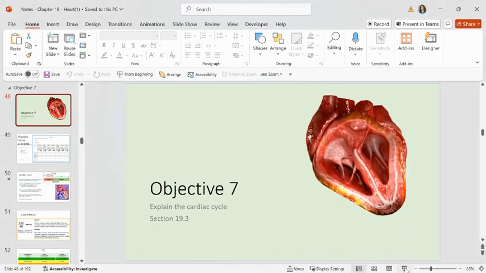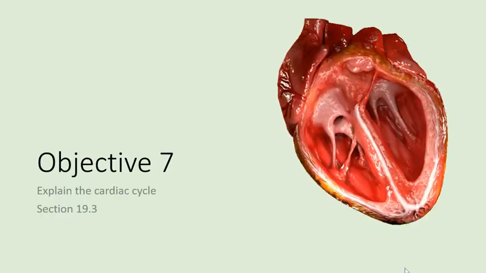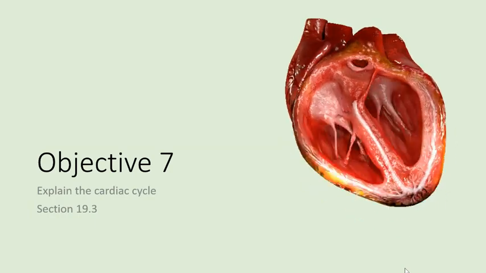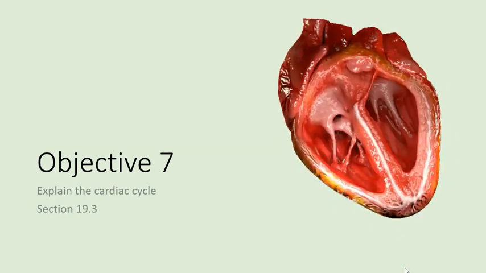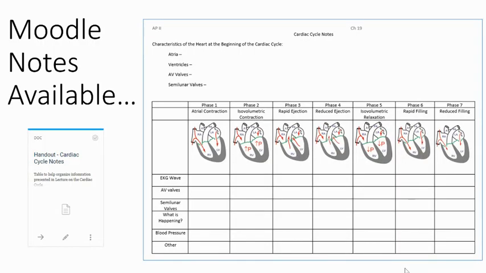Hello, this video is going to take a look at Chapter 19, Objective 7, where we go over the cardiac cycle. So I encourage you all to take a look at these cardiac cycle notes that you have in your packet, because we're going to go through those. So I'm going to go ahead and use the 7-phase cardiac cycle.